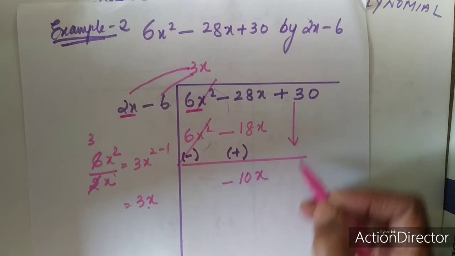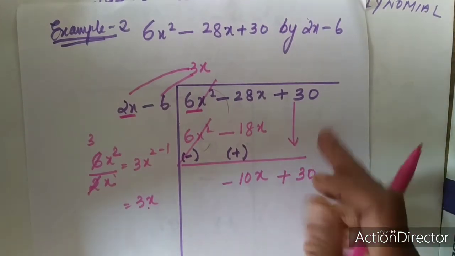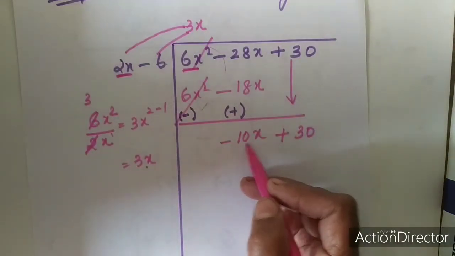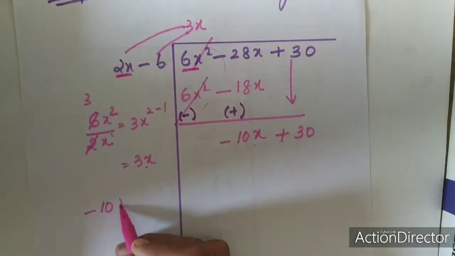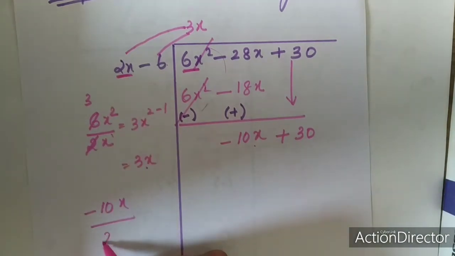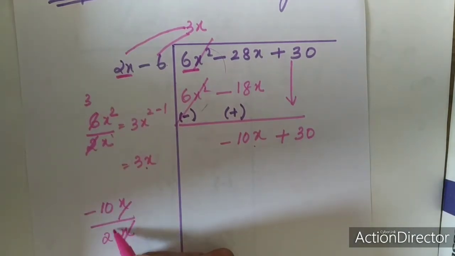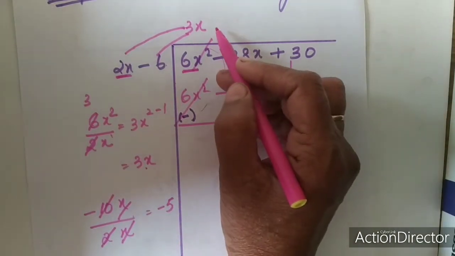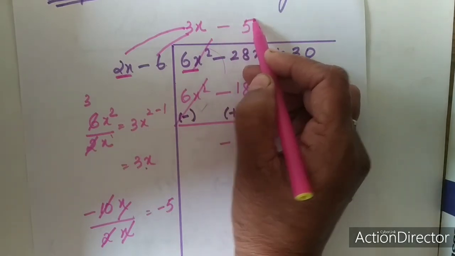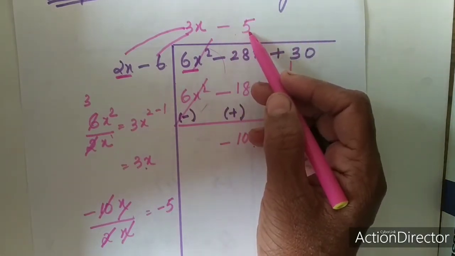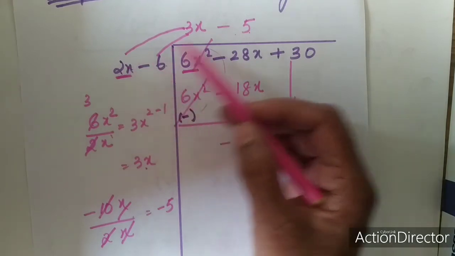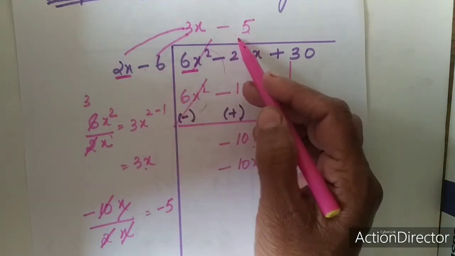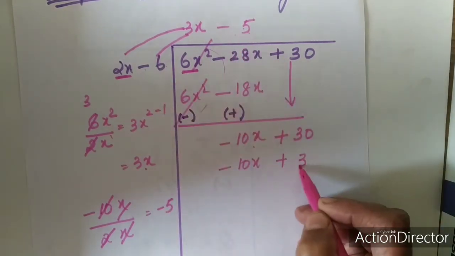Drop down the next term, plus 30. After you drop down the next term, again start the division process over here. First term of the dividend is minus 10x and first term of the divisor is 2x. So x and x will get cancelled. 2 and minus 10 will give me minus 5. So my next term in the quotient is minus 5. After you write the term in the quotient, you multiply with the divisor. 2x into minus 5 is minus 10x. Minus 6 into minus 5 is plus 30.